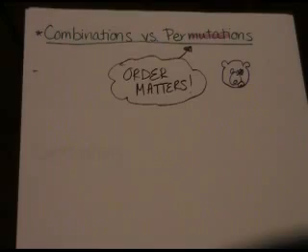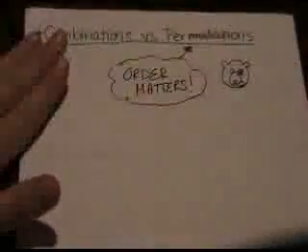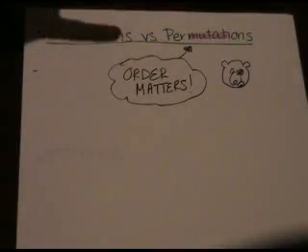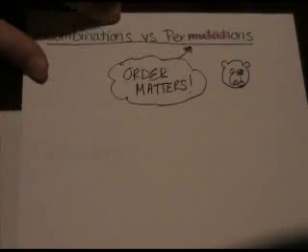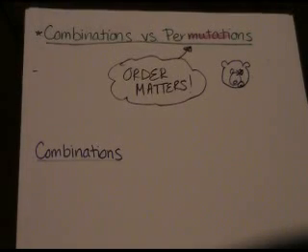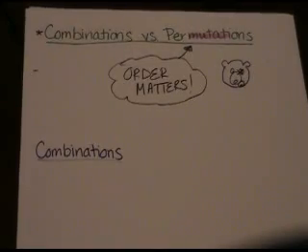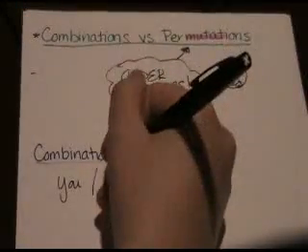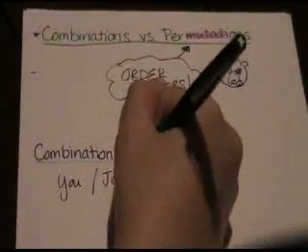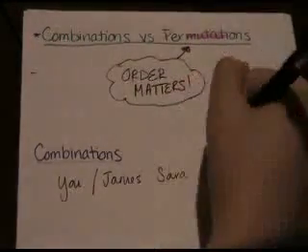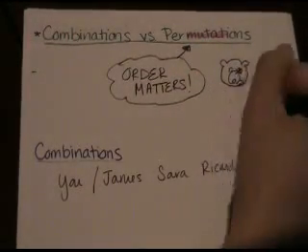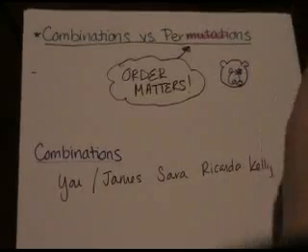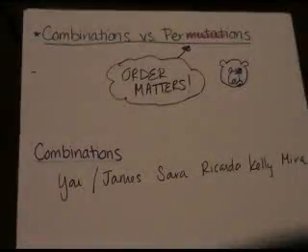All right, so let's move right in to the differences. Because obviously, if there's a difference between what they represent, there's going to be a difference in how you calculate them. Let's go ahead and start with the first one on our list, combinations. Combinations is where you just choose a group of things. So let's say that you and your friends, let's say James, Sarah, Ricardo, Kelly, and Mira are hanging out.